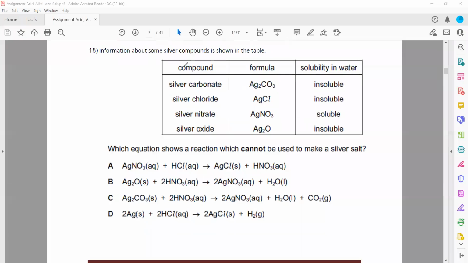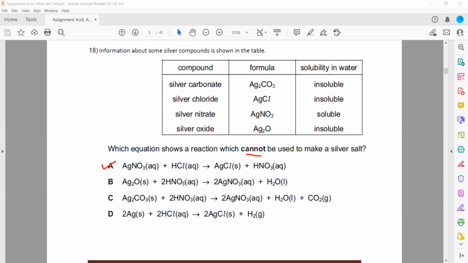In this question, we have to identify information about the silver compound shown. The question is, which equation shows a reaction which cannot be used to make a silver salt? For example, when we mix two solutions here, it will form a precipitate or solid which can be removed by filtration. So that is correct. We can prepare the salt by this technique.